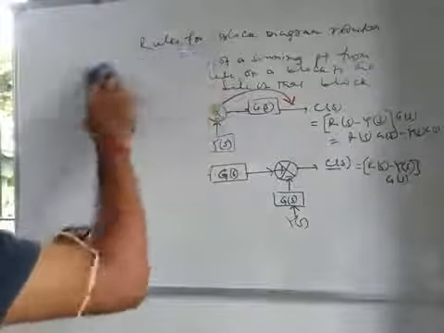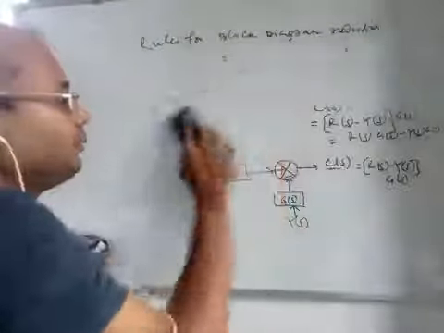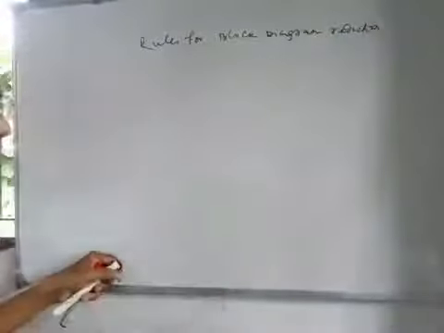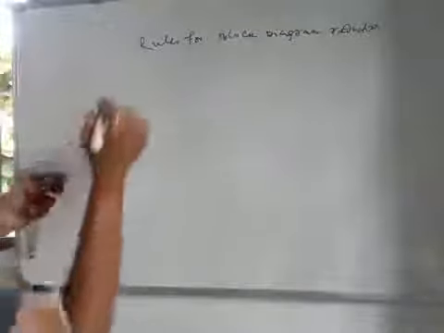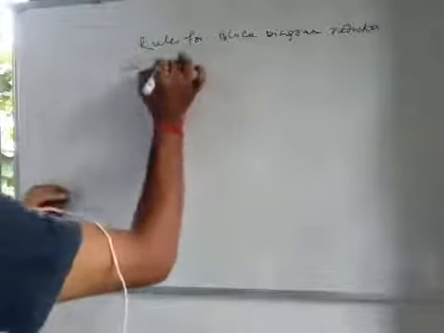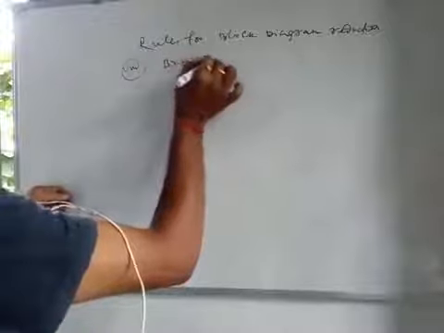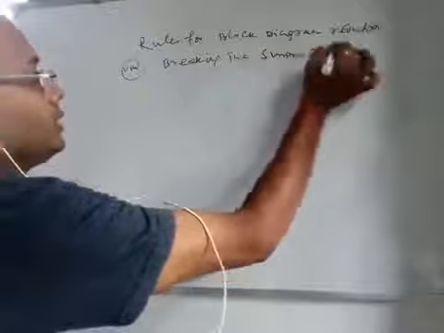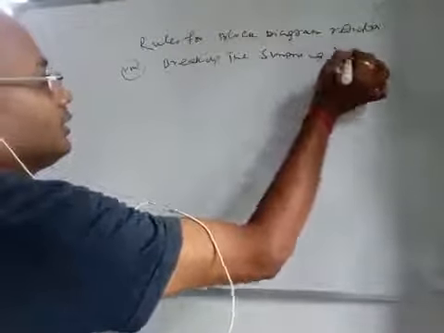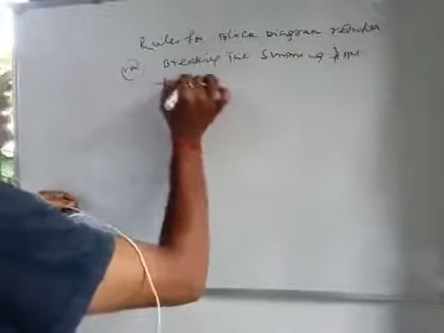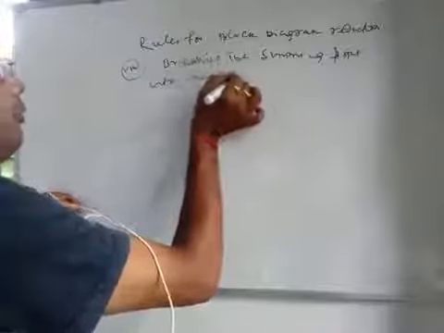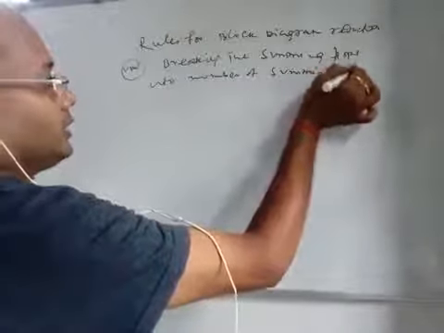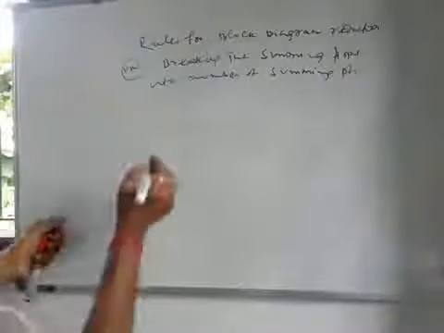And there are two more things. One is breaking the summing points, that is, breaking a 3-point summing block into two 2-point summing blocks. That is breaking the summing point into a number of summing points. What is this and how can it be done?